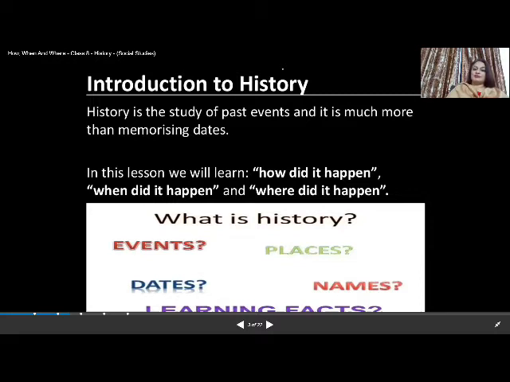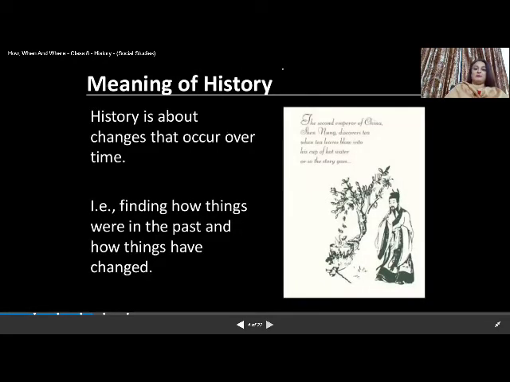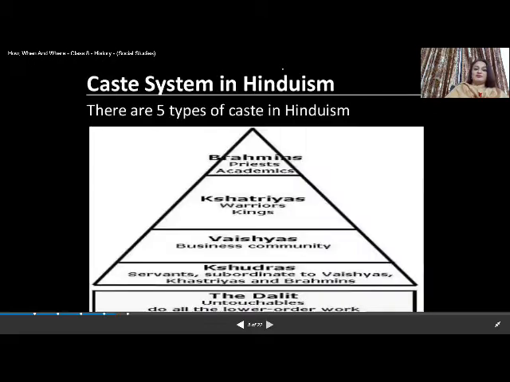What is history? History is the study of past events, and it is much more than memorizing dates. We have done how it happened and how the dates occurred. The meaning of history, and what is the importance of dates. History is about changes that occur over time. So we have done the meaning of history.